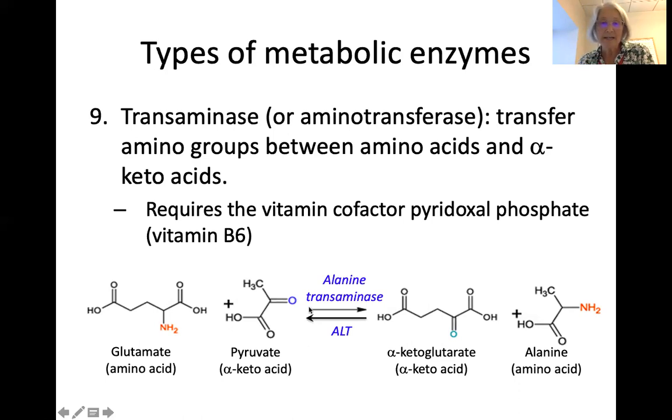So this is an enzyme that transfers an amino group from glutamate, an amino acid, onto pyruvate, which is an alpha keto acid. So alpha keto meaning the carbon next to a carboxylic acid. Here's the alpha keto group. And we end up making alanine, the amino acid, and the 5-carbon TCA cycle intermediate alpha ketoglutarate. And of course, this reaction can go both directions depending on concentrations of metabolites in the cell.